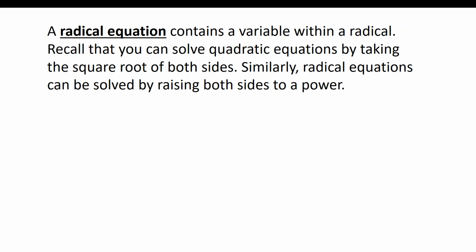And recall when we were solving quadratic equations, we could do that by taking the square root of both sides. So for example, sometimes we ended up with x squared equals 36. And so in order to get x by itself, x equals something, we actually ended up taking the square root of both sides and would get x equals 6. All right, so now we're going to be able to do it the same way, but just going backwards. So radical equations can be solved by raising both sides to a power. So this time we're going to actually raise it to a power instead of square root it.